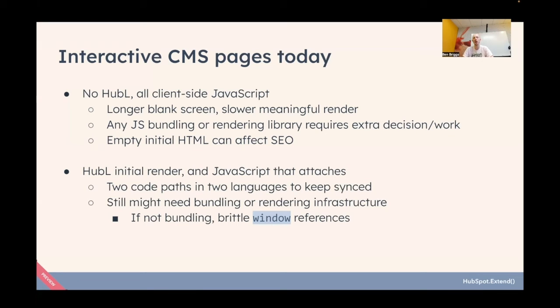Another approach would be using HubL for your initial render of content, and then having JavaScript that just attaches and manages interactivity on top of that. The big downside here is that you now have two code paths in two different languages that you have to keep synced up over time. If you want to make a change, you'll need to make it across both HubL and JavaScript and make sure those are in lockstep and not in conflict or out of sync. You still might need a bunch of the bundling or rendering infrastructure that comes with the all client-side JavaScript approach as your page gets bigger. And if you're not doing any bundling, you might need to use the window to reference code and dependencies between different JavaScript files, which can also be a pain to maintain.